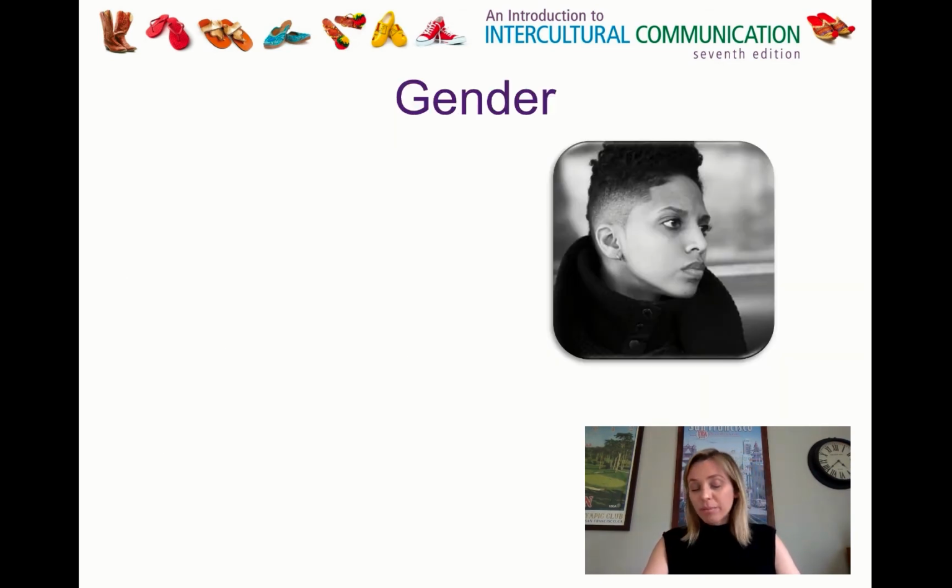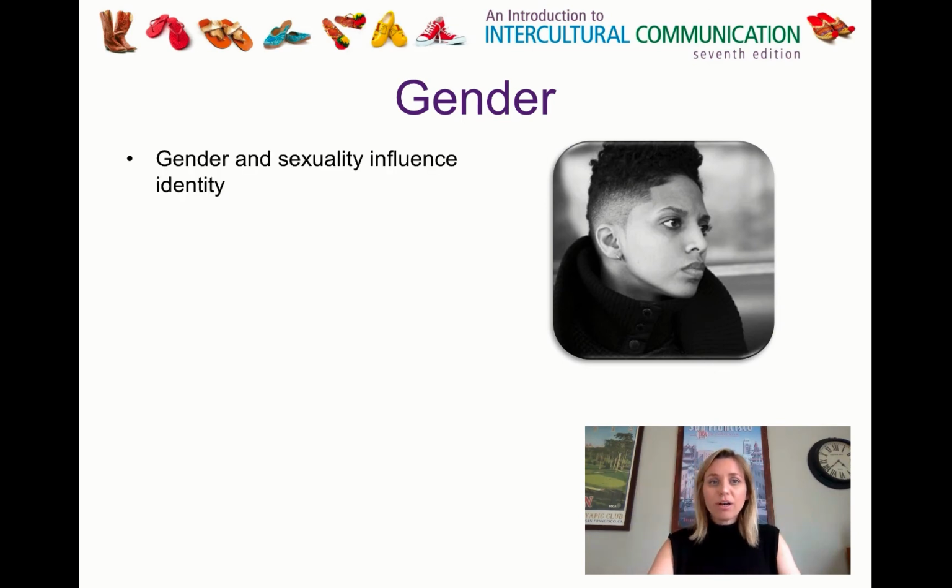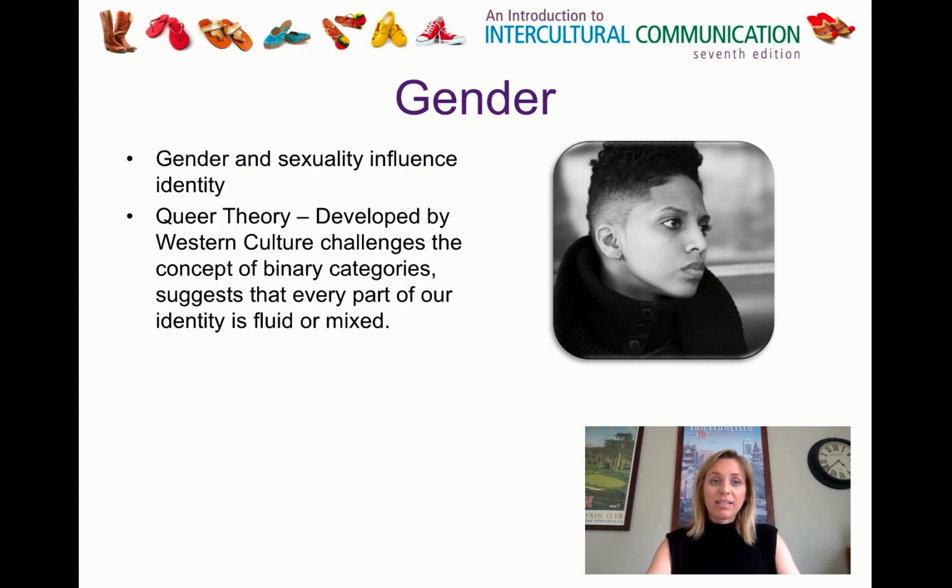Okay, so now that we've talked about race, we're also going to discuss gender as it pertains to our cultural identity. The reason that we're talking about race and gender so much is these are observable traits, and so oftentimes others make judgments based on what they see. So gender and sexuality definitely influence our cultural identity as well.